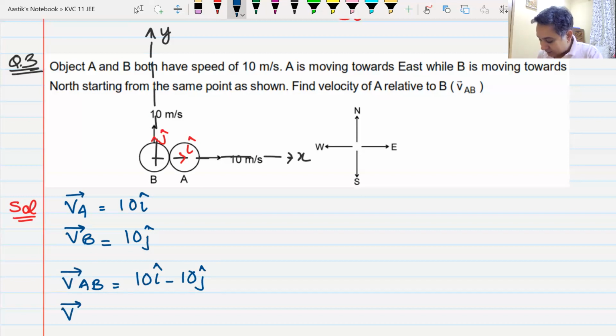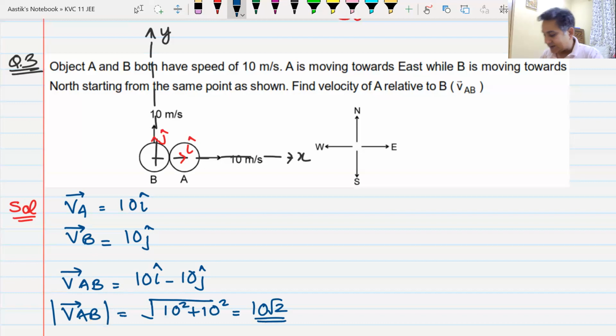Then if you ask, I can also find the magnitude of this velocity. The magnitude of this velocity is what normally is asked. It will be under root of x square, 10 square plus y square. So that gives me 10 root 2. Do we understand this?